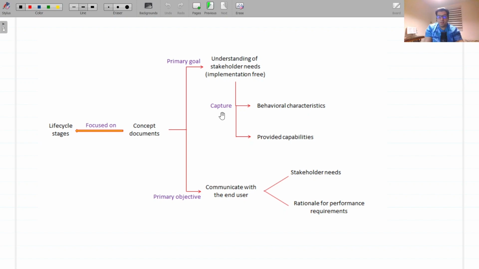Generate the STRS. A draft STRS should be generated to formally represent the stakeholder requirements. The STRS should be traceable to the stakeholder needs and to the BRS.